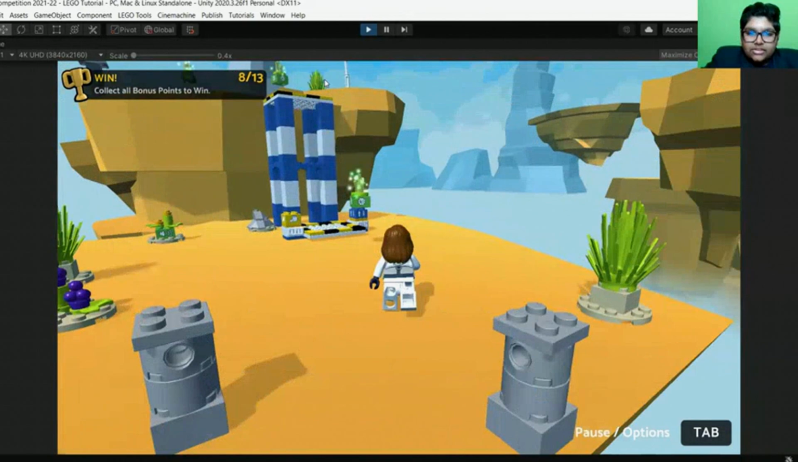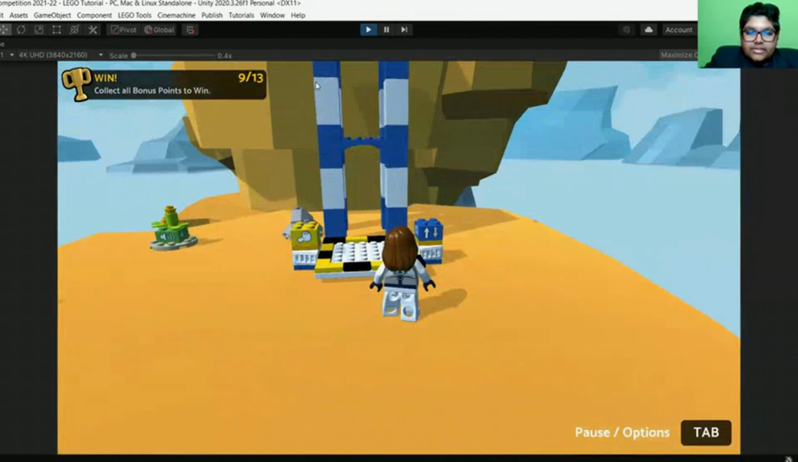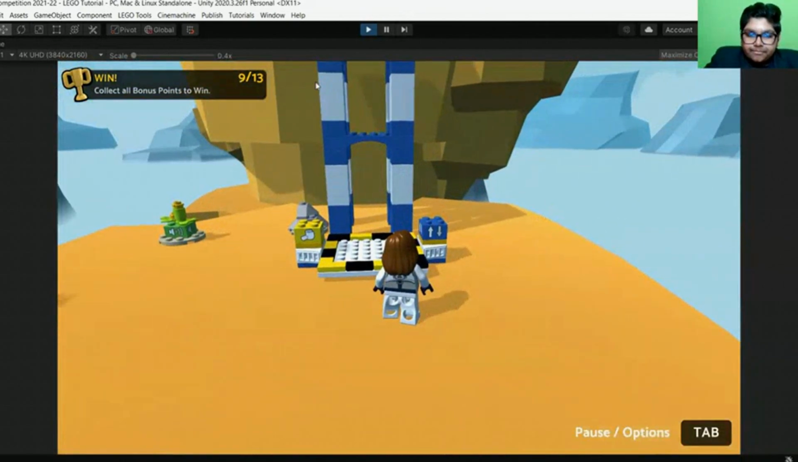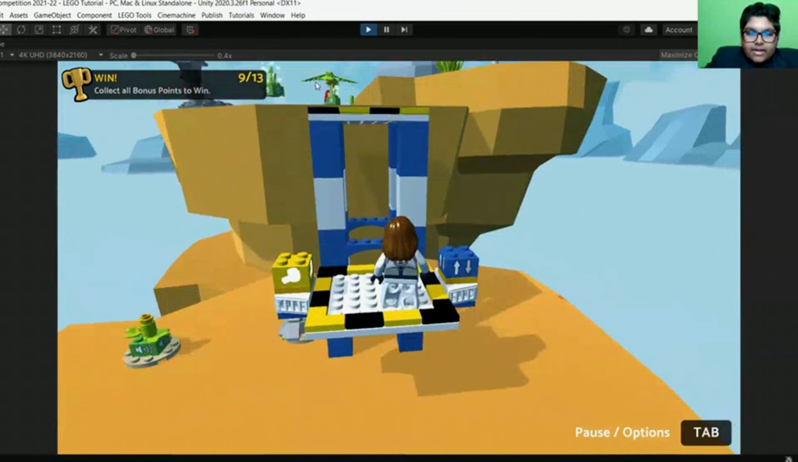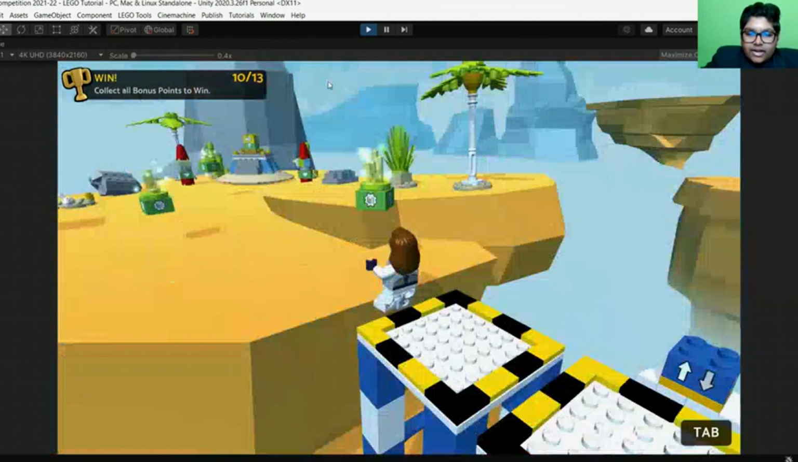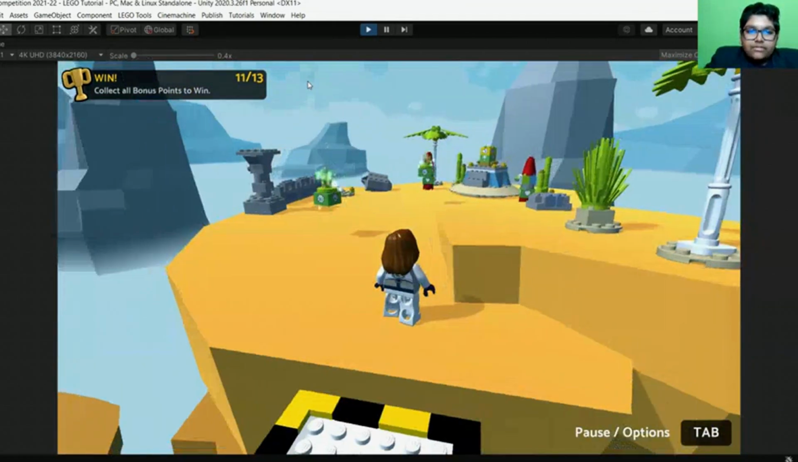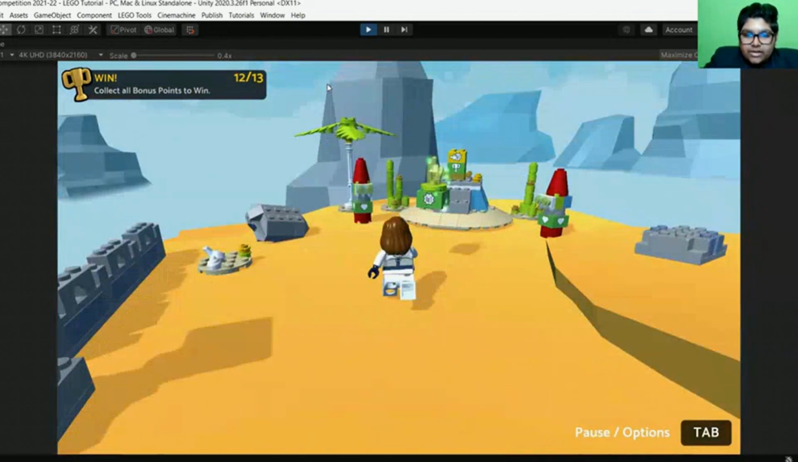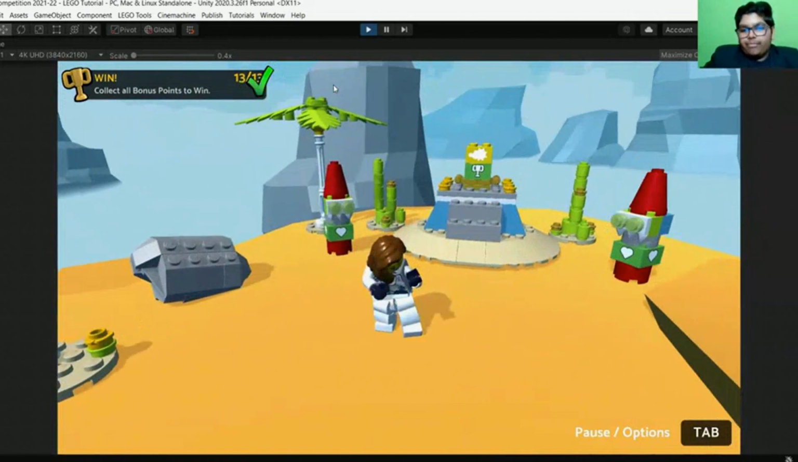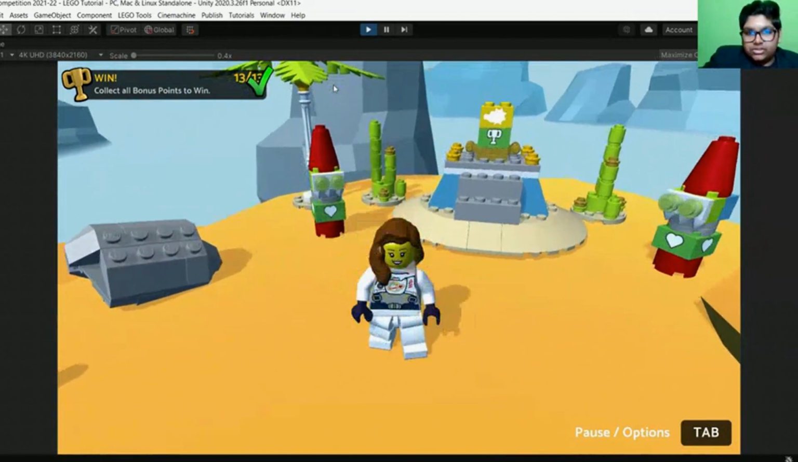And you can see here's actually an elevator, and this elevator only gets activated when someone gets on it. And as you can see, I have just gotten on it and it has been activated. And you can see we have collected all the bonus points, and here's the last one. And as you win, this player starts dancing and the game finishes.